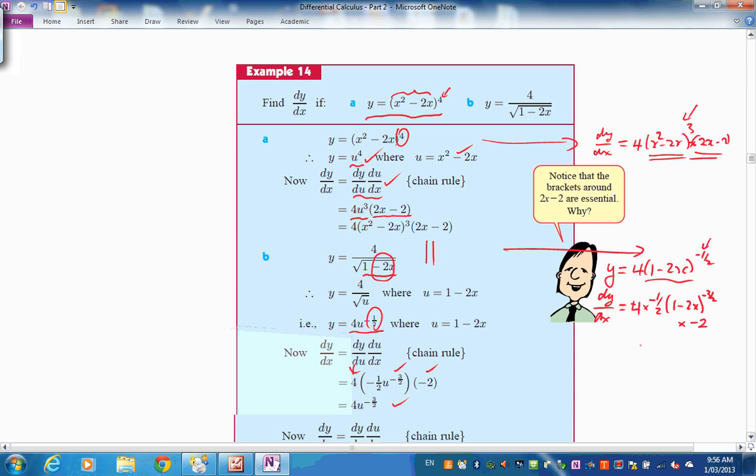I think it's a little bit easier to think of it this way, where you're doing the power function and then multiplying by the derivative of that other function.